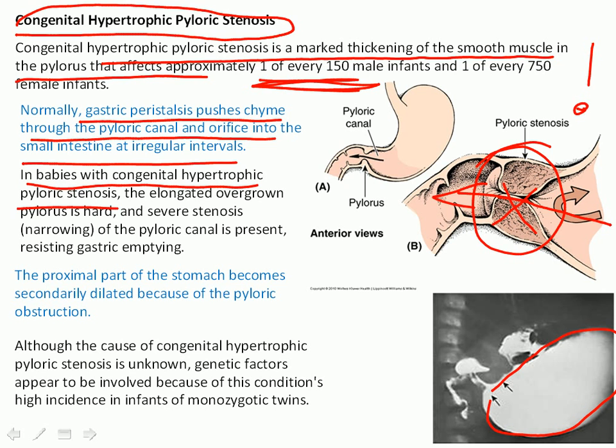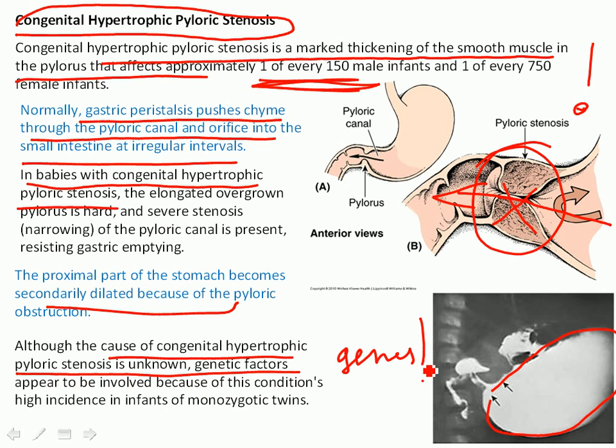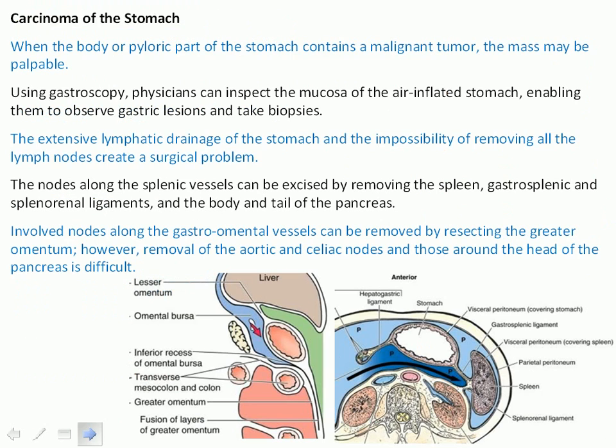Again, it's really hard to say why patients develop pylorospasm or pyloric stenosis. Multiple causes were identified, but nothing definitive. There is an obvious link to genes, because twins have a much higher incidence of pyloric stenosis. And now, carcinoma of the stomach and gastrectomy. Let's discuss those interesting things.